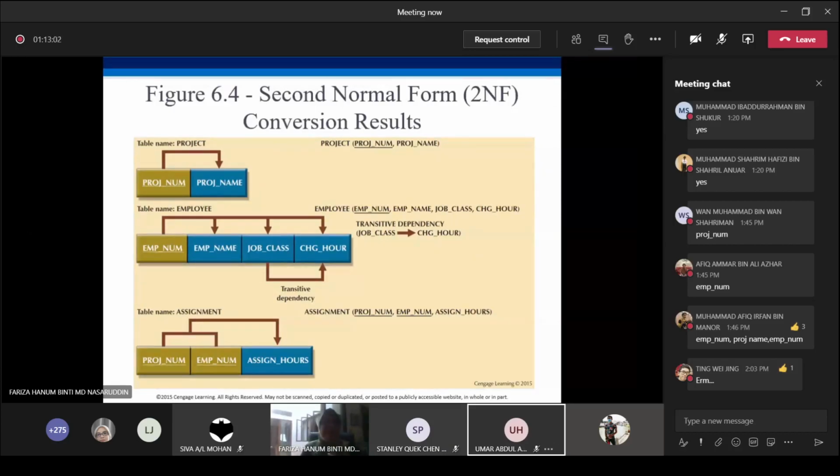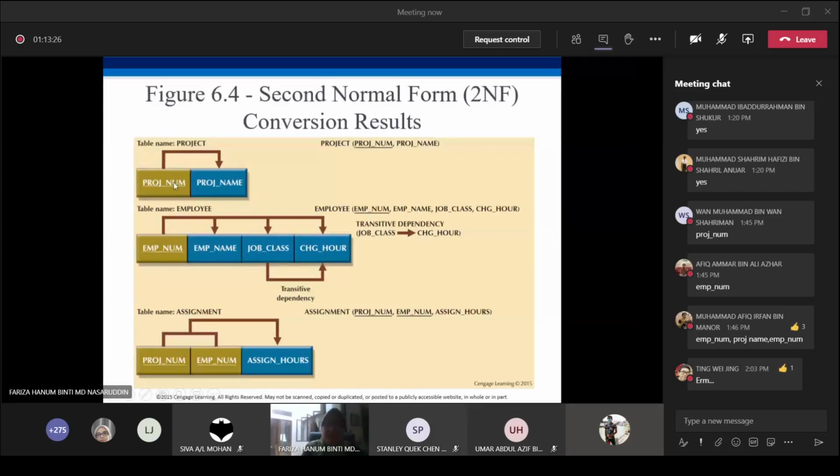Okay, so now you look at, is there any transitive dependency or not in any of these tables? So what is transitive dependency? You have an attribute dependent on a non-key attribute. So you have already determined this earlier, right? This determines this. Yeah, charge per hour is dependent on the job class. So this is your transitive dependency. You don't have transitive dependency here. You don't have transitive dependency here.